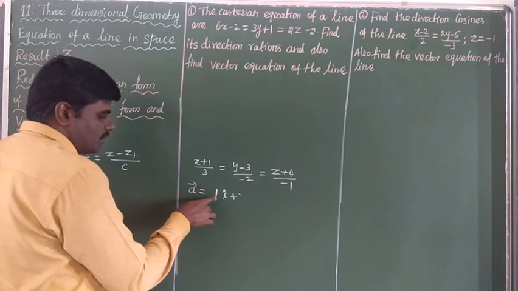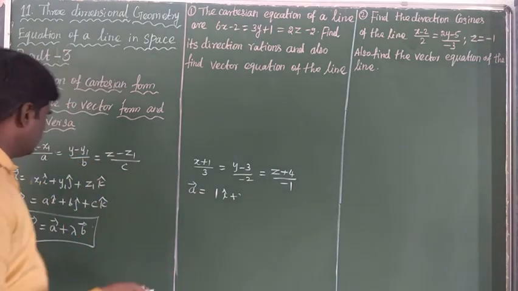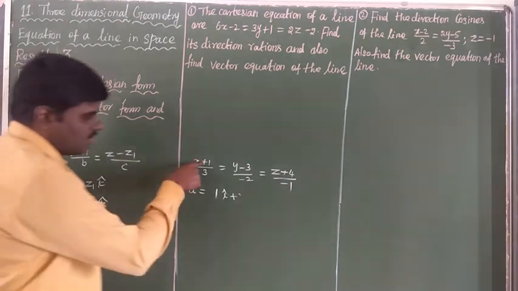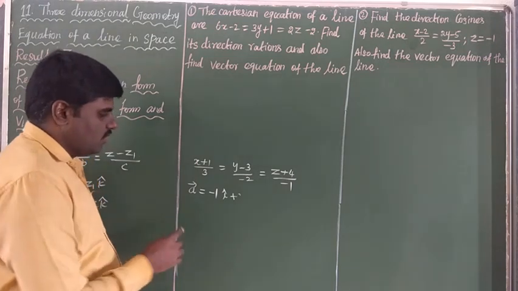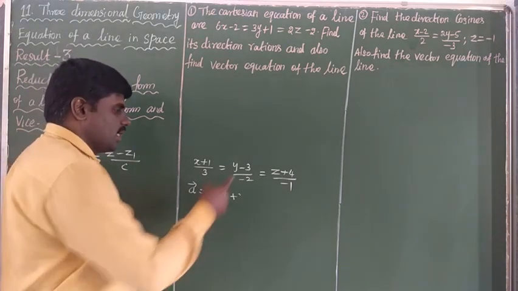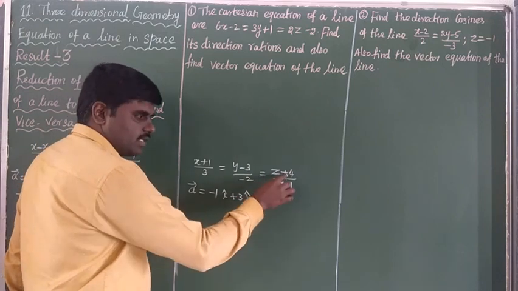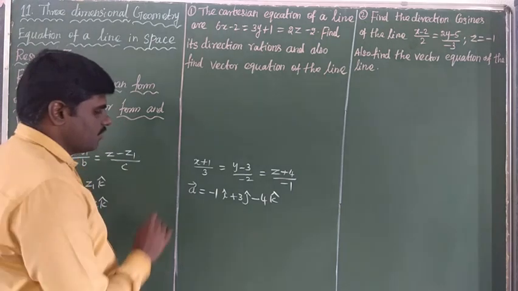Here, is plus 1 i cap right or wrong? Because the general form is x minus x1 divided by a. But here, what symbol will come? Minus will come in the general form, and here plus. So you change to the opposite symbol: minus 1 i cap. Next, here minus also, so plus 3 j cap. Next, here plus 4, so minus 4 k cap. That's the a vector.